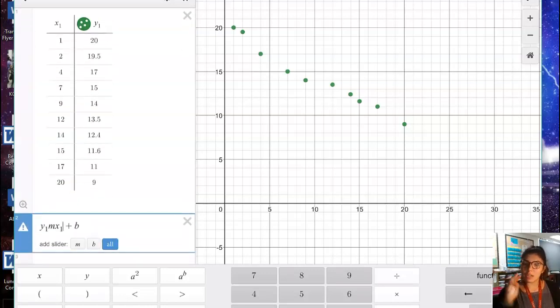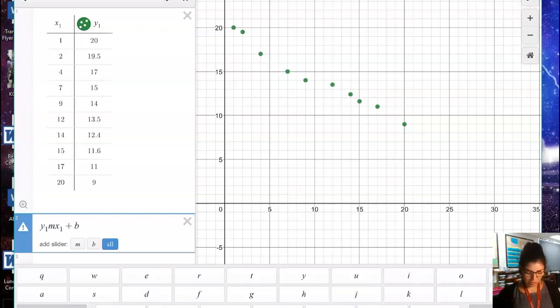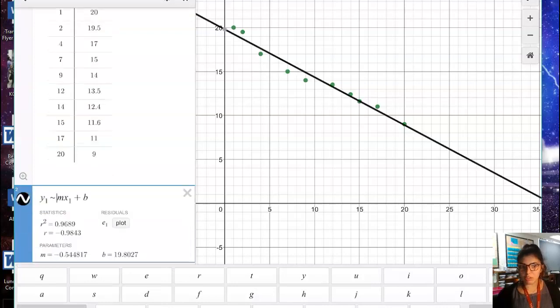Now, instead of an equal sign, I want to use the tilde, which is found on the second page. If you click the ABC down at the bottom of Desmos, you have a tilde button, or there's a tilde on your keyboard, and immediately it creates a prediction for the future for me. This is the line of best fit that it's created. It would be y equals negative 0.54x plus 19.80. Getting those numbers down there from the m and the b, the slope and the y-intercept.